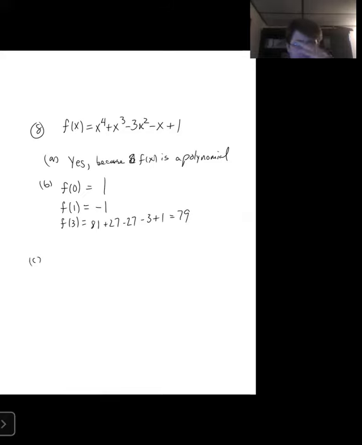Part C, how many x values are there in the interval 0 to 3 with f of x equals 0 and why? This is asking about the interval 0 to 3. Well, I asked part B and part A actually for a reason. Part A tells us that we have this point, 0, 1. Part B tells us we have this point, 1, negative 1. Part C says we have this point, 3, 79.